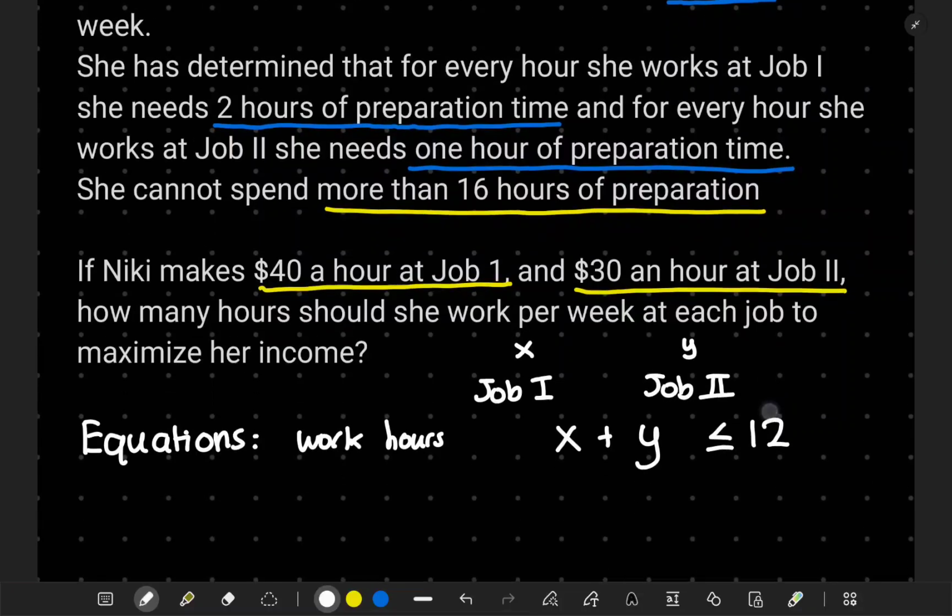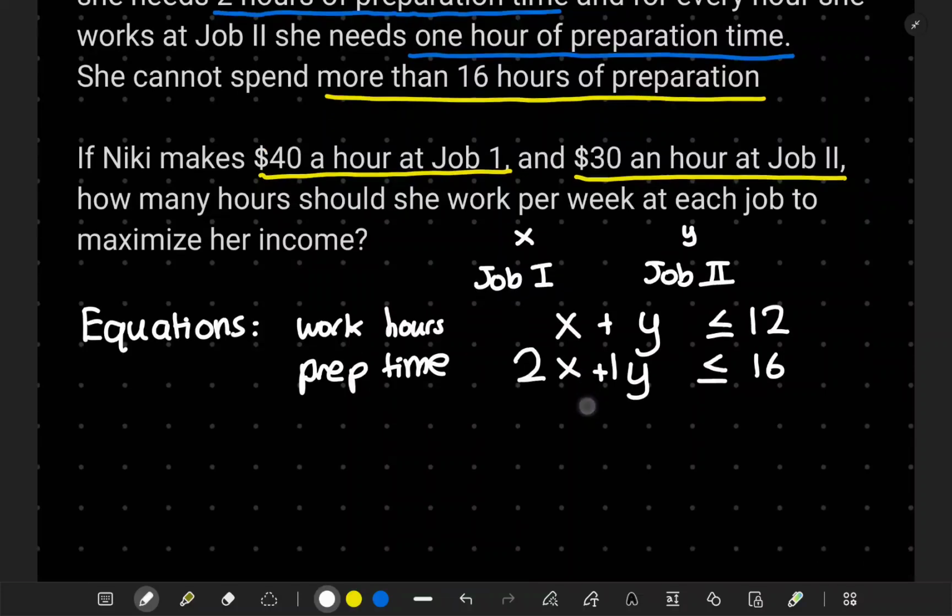Then we look at the next part, and this is going to be the prep time. So I'm going to write for the second equation, it has to do with prep time. She says that for job 1, so that's x, she needs 2 hours each time. So we're going to say that that's 2x. And then for job 2, I need 1 hour, so we're going to put 1y. This should be less than or equal to 16, because it clearly says in yellow, she cannot spend more than 16 hours of prep.